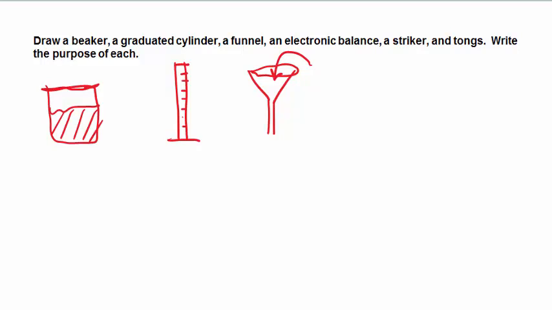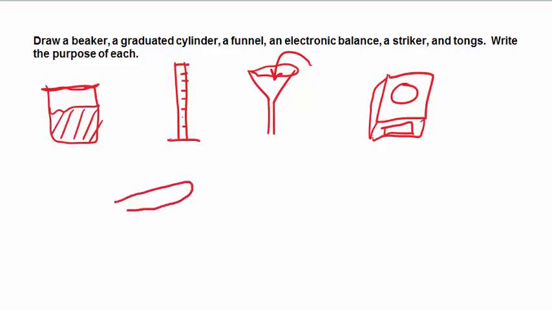You can also make sure you can deliver liquids easily into a smaller container using a funnel, something that has a small hole in the top of a jar, for example. An electronic balance kind of looks a little bit like this, with a little readout on it, and it's used to determine the mass of a substance.